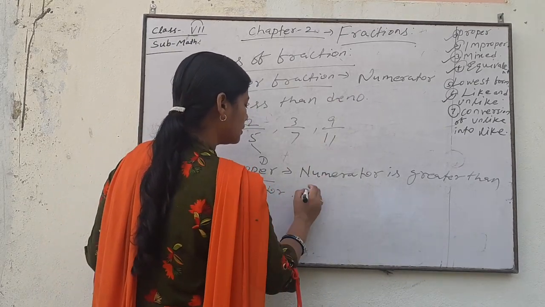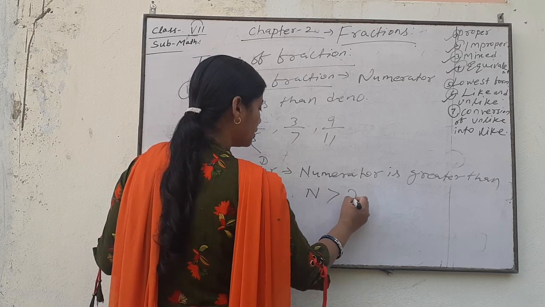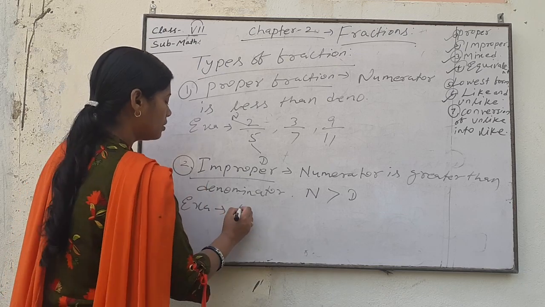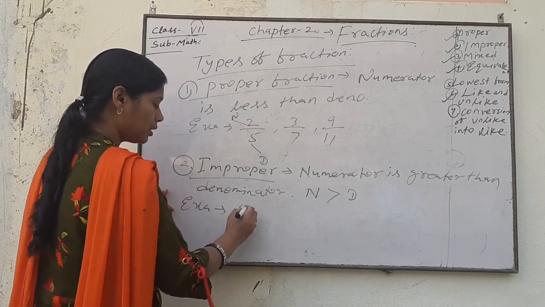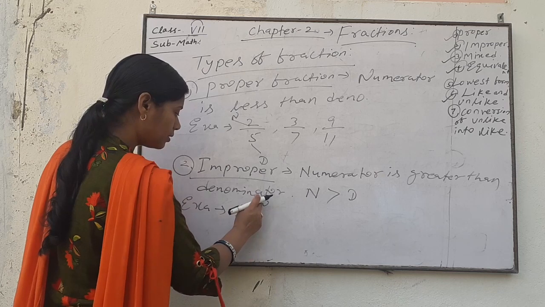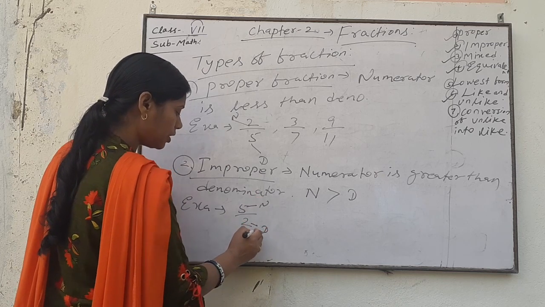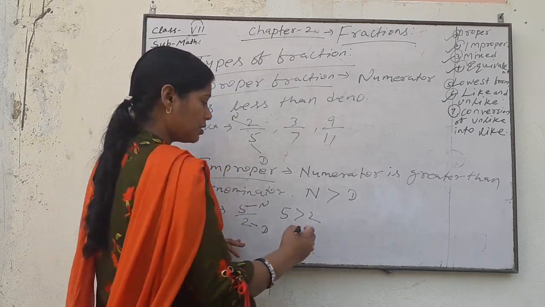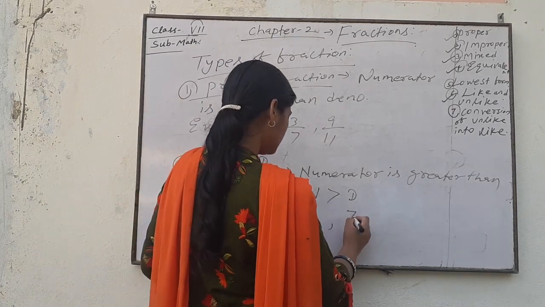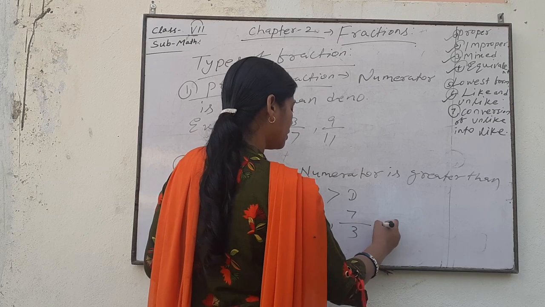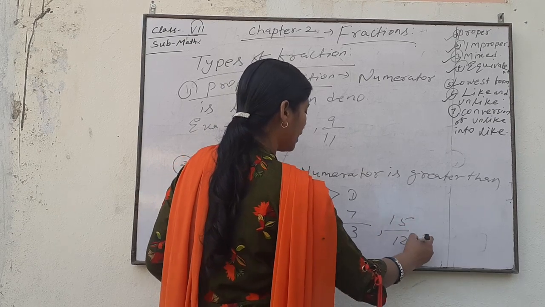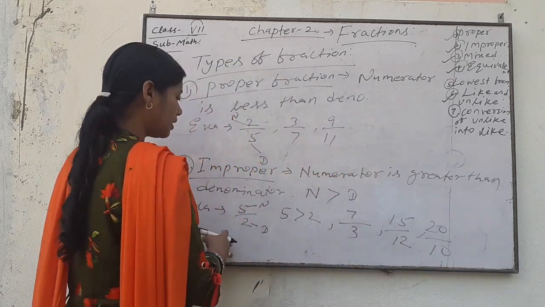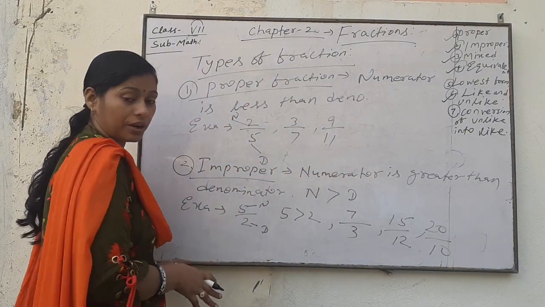Numerator is greater than your denominator. Your examples: 5 by 2. This is your numerator and this is your denominator, and here 5 is greater than 2, and 7 by 3, 15 by 12, 20 by 10. In this way, these are the examples of your improper fraction.